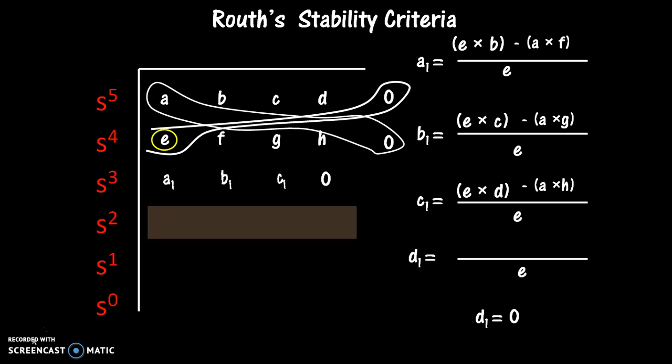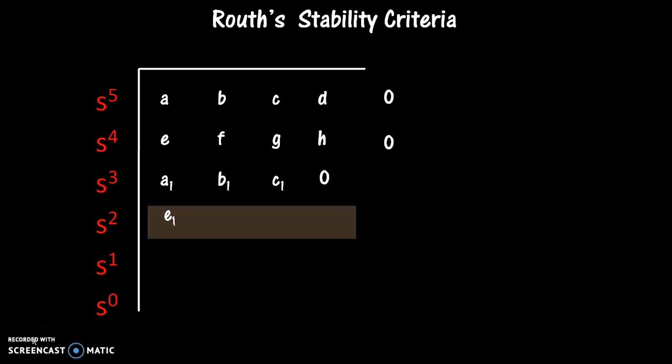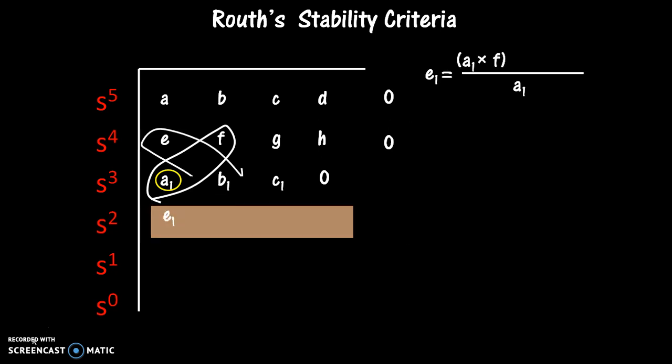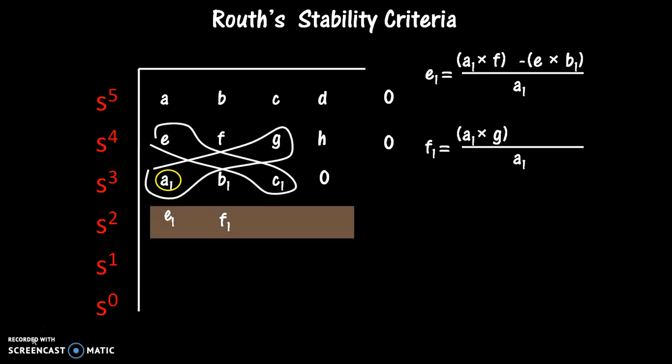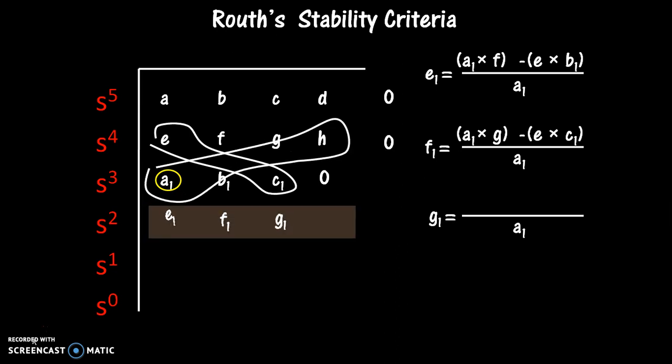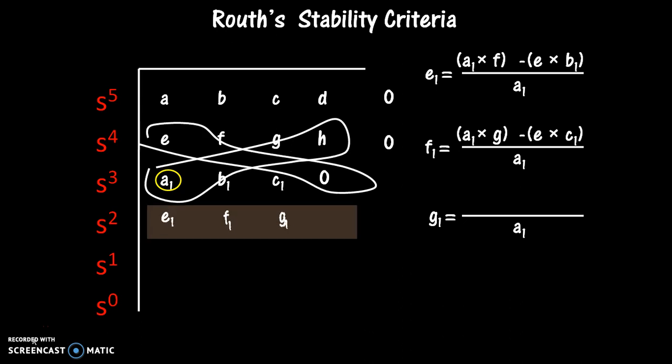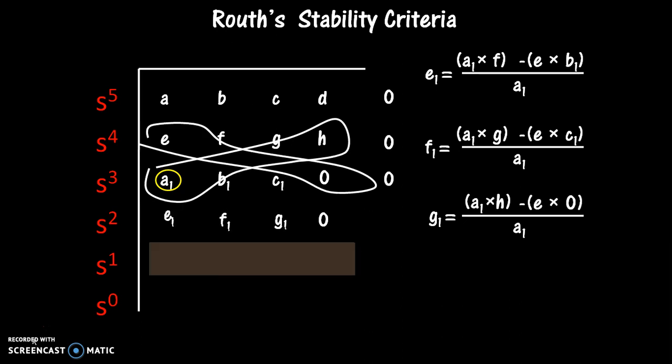Now the next entry, how to fill the next row. Let it be E1. So how to get the value of E1? In the denominator, we have to put the value of A1. Then A1 into F minus E into B1. Similarly, what will be the formula for F1? Again in the denominator A1, and then F1 will be equal to A1 into G minus E into C1. Now next entry is G1. Again in the denominator we are having A1. So how to get the value of G1? A1 into H minus E into 0. So this way we can get all the values of entries in all the rows.